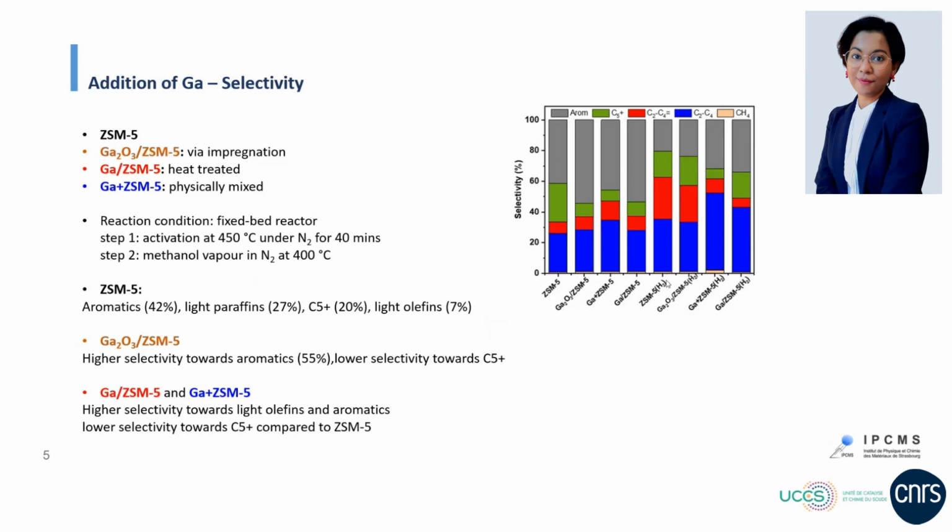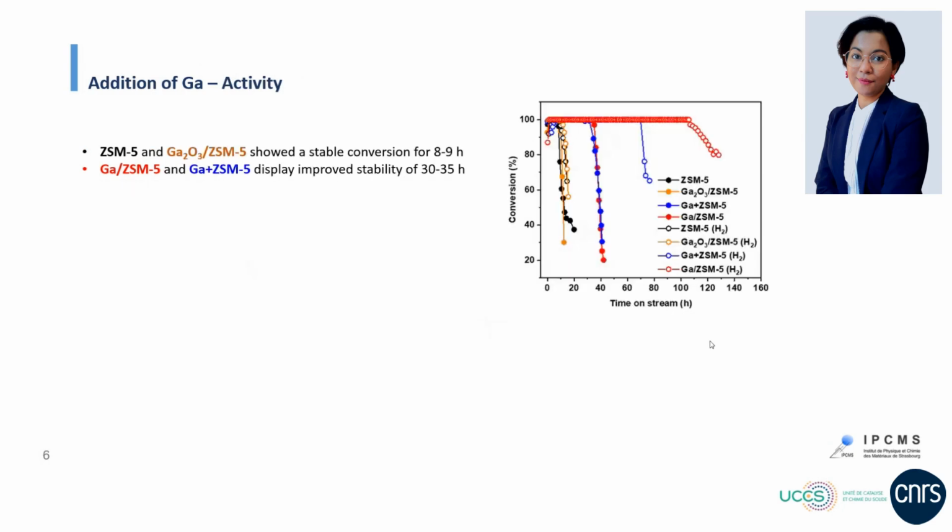We have also carried out a test with hydrogen as co-feed, and clearly we see changes in the selectivity, which is to be expected. Now, looking at the activity or the stability of the material, here I have the conversion of methanol as a function of time on stream.